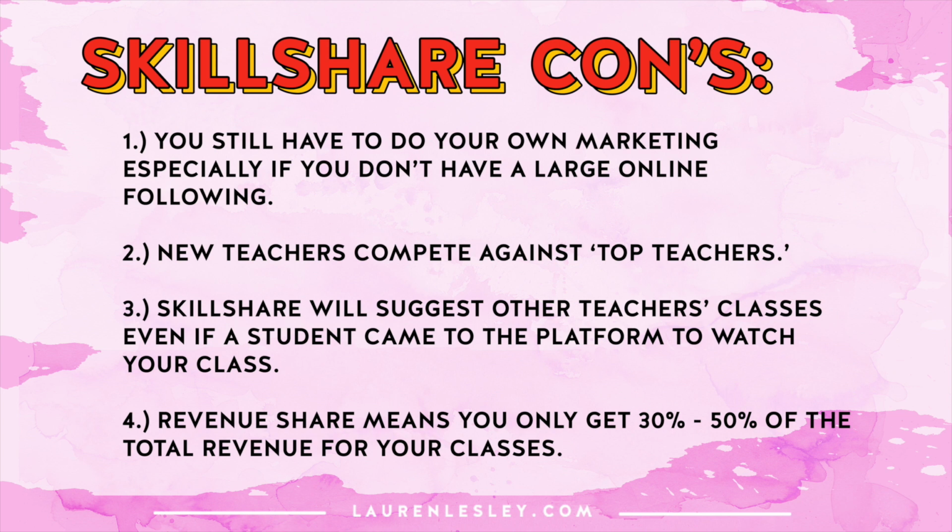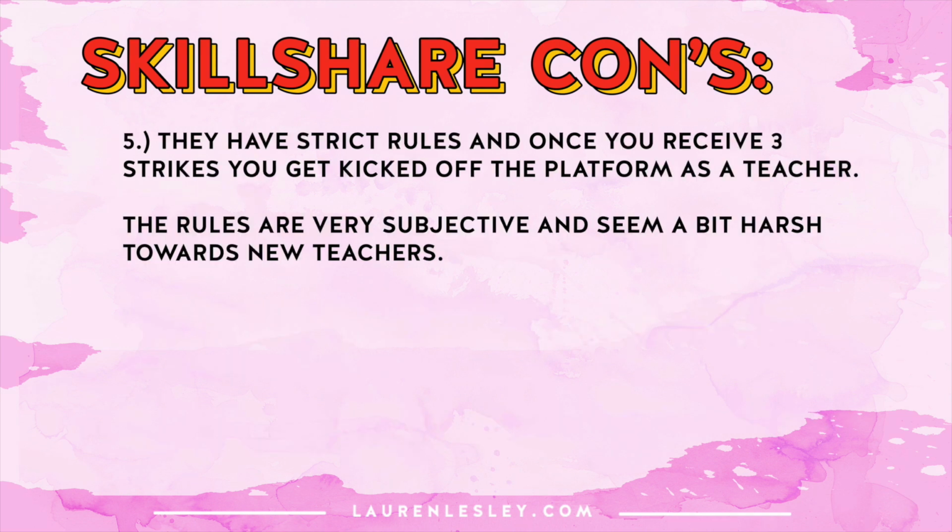And then number 5 is that they just have really strict rules. And once you receive 3 strikes, you can get kicked off the platform as a teacher, which makes you feel like your work has just totally gone down the drain. And the rules can be very subjective. It kind of depends on who is reviewing your class to be approved. And sometimes it can seem a bit harsh towards new teachers, especially when they don't know what they did wrong.